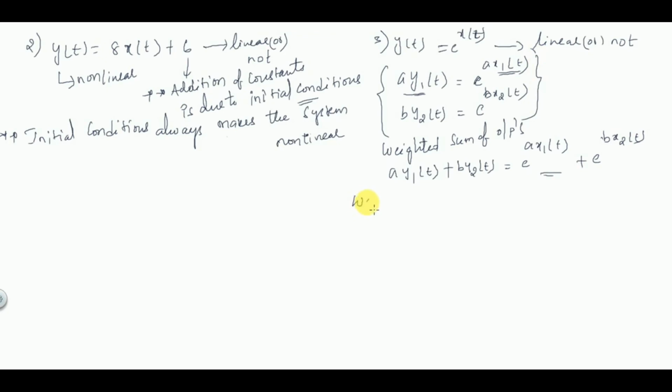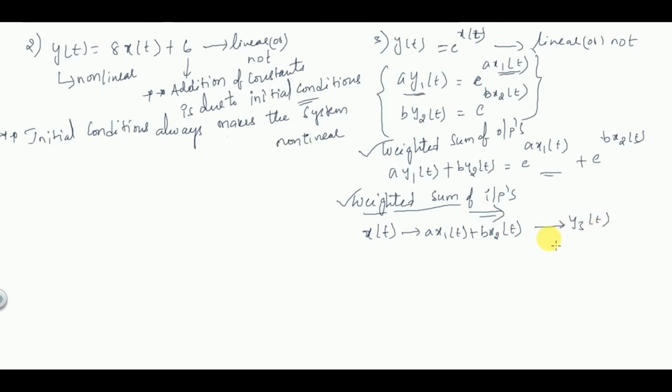Now the weighted sum of inputs. The weighted sum of inputs is another way to say the superposition principle. If the weighted sum of outputs is equal to the weighted sum of inputs, then we can say that it is a linear system. Weighted sum of inputs means x of t is replaced by a into x1 of t plus b into x2 of t, and its corresponding output we are taking as y3 of t. And if this y3 of t is equal to the weighted sum of outputs, then we can say that it is a linear system.